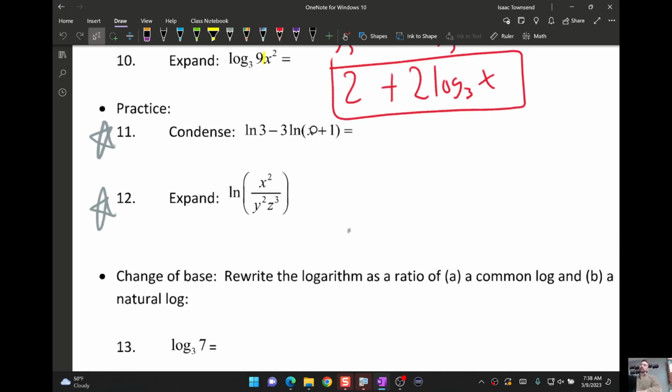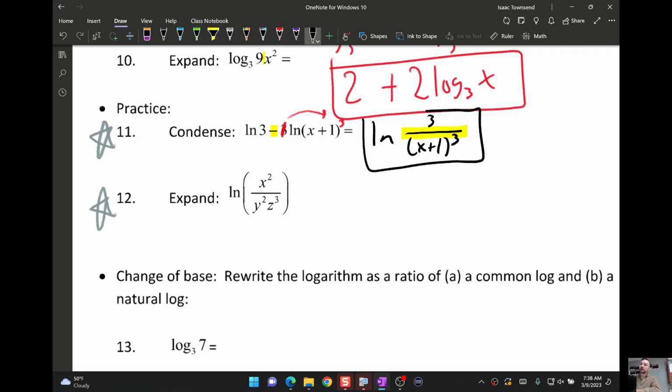Okay, so 11, let's check that one. 11 I think should have been just a little bit easier since I just warned you about what to do. If you're condensing and you have a coefficient, you really should bring that coefficient up out of the way. It will make your life easier. So both of these were natural logs. So when you condense, they'll be natural logs. They were separated with subtraction. They're going to condense into division. The first one makes up your numerator, and the second part makes up your denominator. Try not to do any more than that.